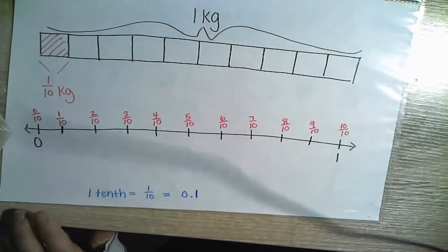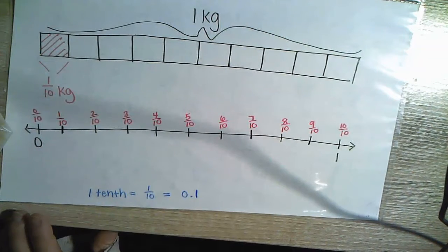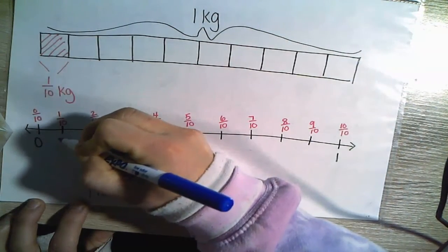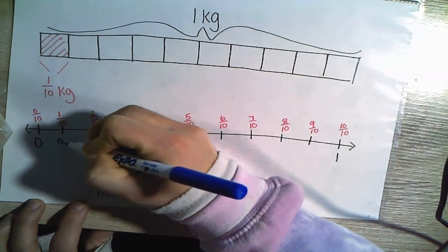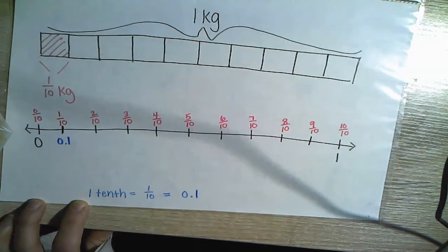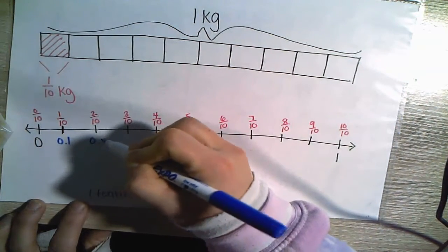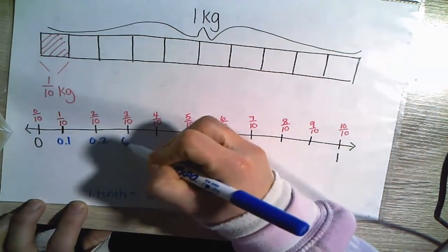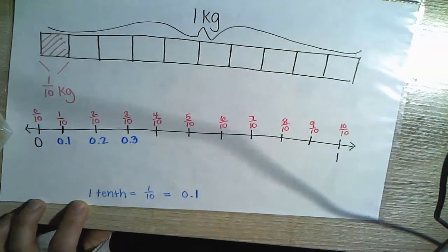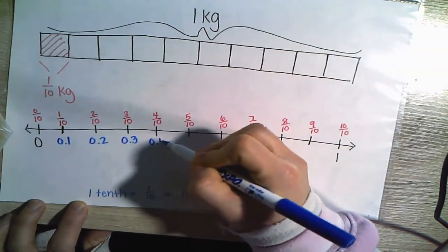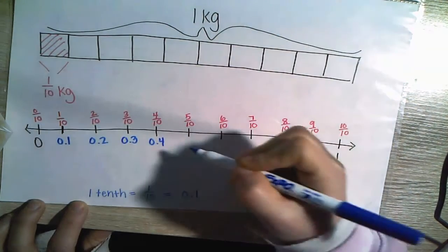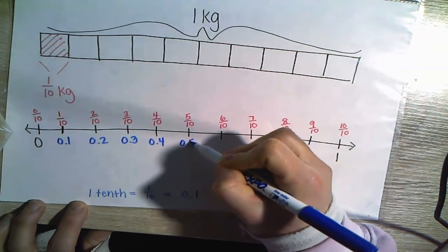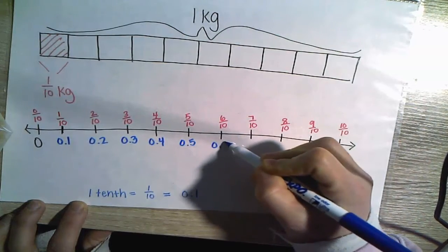So using a different color if you have it, I am going to record 1/10 in decimal form on my number line. So I'm going to write it as 0.1. I read that as 1/10. 0.2. I read that as 2/10. 0.3 or 3/10. Go ahead and underneath your fraction, I would like you to write that fraction in decimal form.